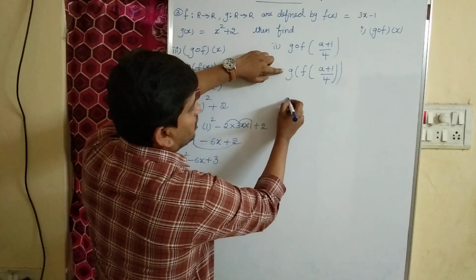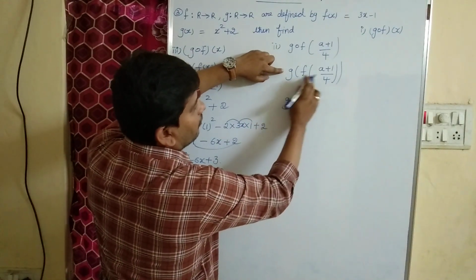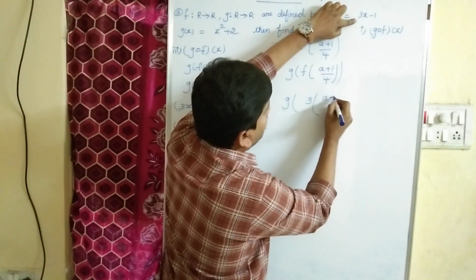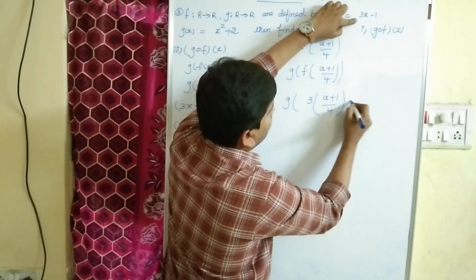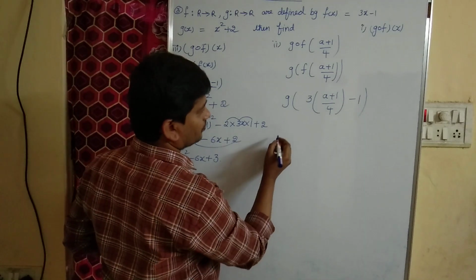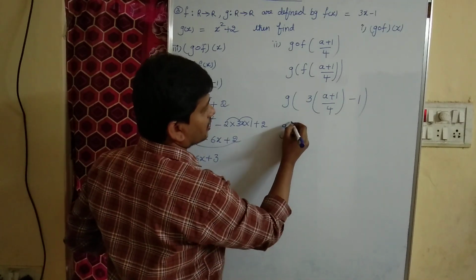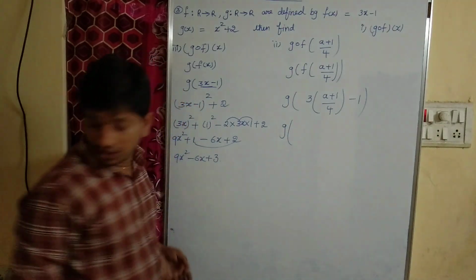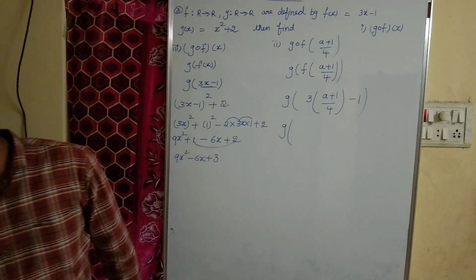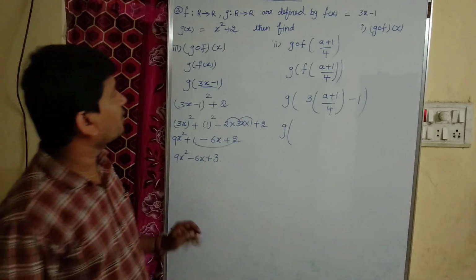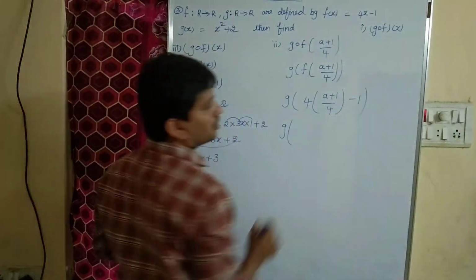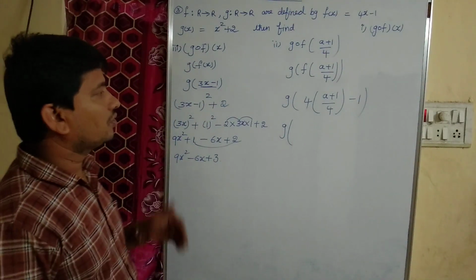I mean g of which is in the form of f of x, as f of x value is 3 into a plus 1 by 4 minus 1 minus 1, right? Now this I can write as g of 3 into a plus 1 by 4 minus 4. Actually f of x is 4x minus 1. So 4 into a plus 1 by 4 minus 1.